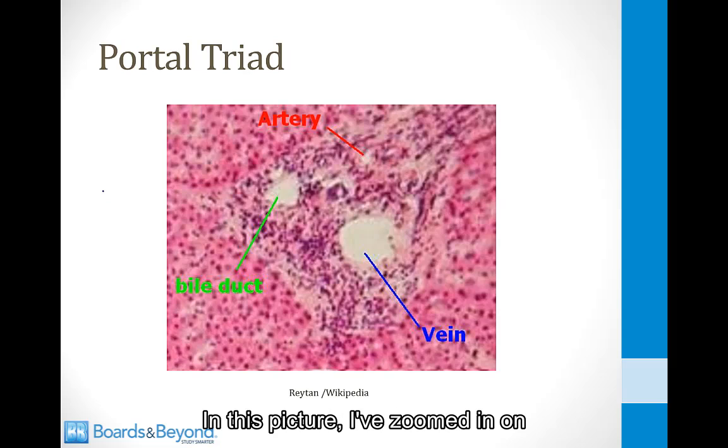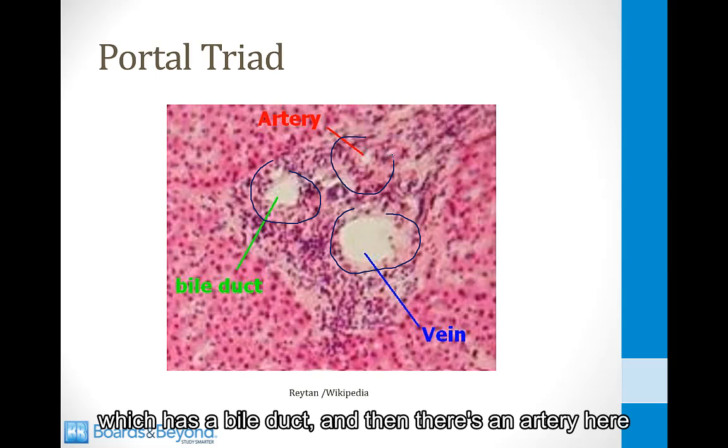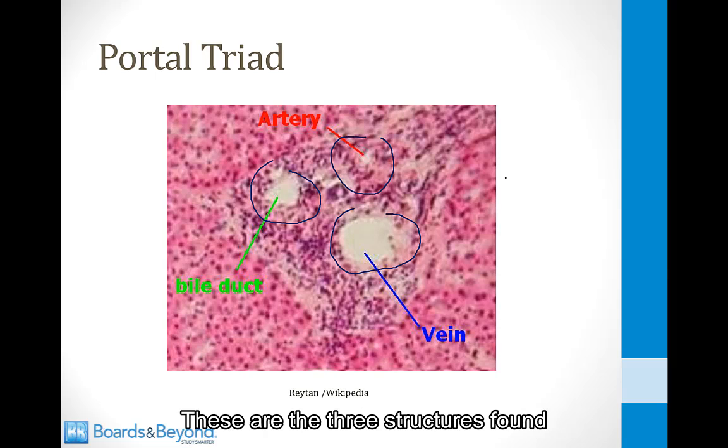In this picture, I've zoomed in on one of those portal triads. You can see that there is a vein here. That's the larger vascular structure. There's a smaller structure, which is a bile duct. And then there's an artery here, which is surrounded by a muscular wall. These are the 3 structures found in portal triads in each liver lobule.